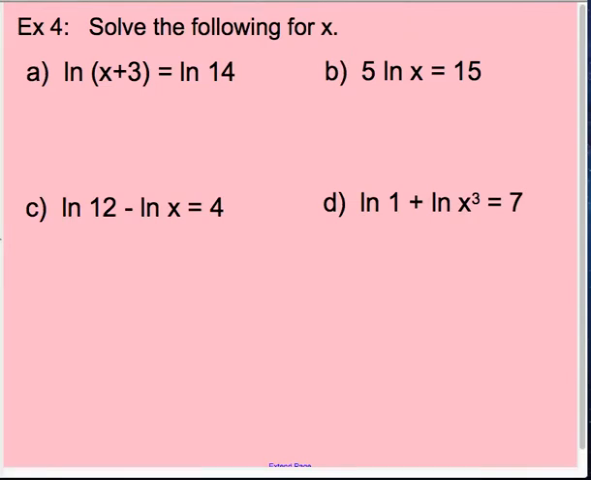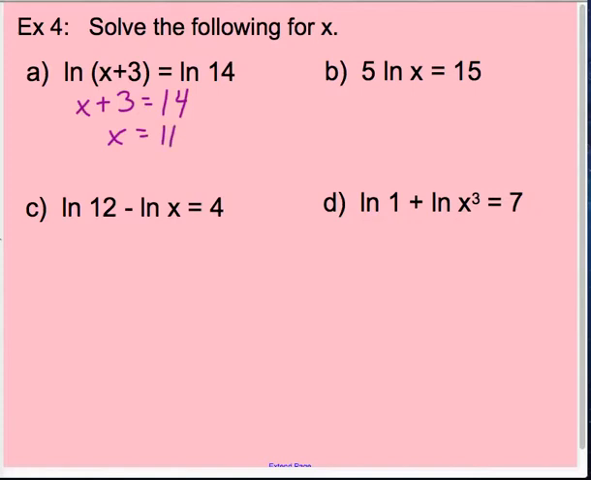Last couple of slides, we're going to be solving some equations. So looking at A, we have the natural log of x plus 3 equals the natural log of 14. When the logs have the same base, they cancel each other out essentially, and you can set what you're taking the log of equal to each other. So subtracting 3 from both sides, we get x equals 11.